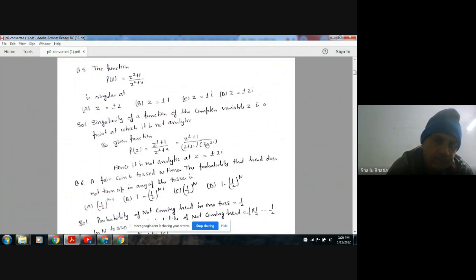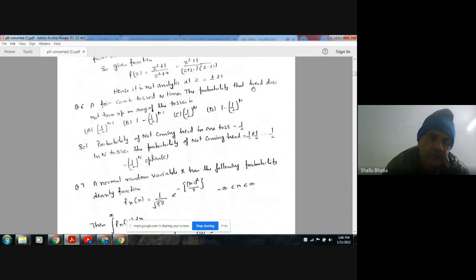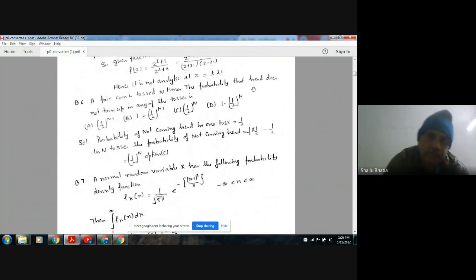So if this quantity is zero, then the function is not analytic. From this, by putting this equal to 0, we get z equal to plus minus 2 iota. That is the answer.